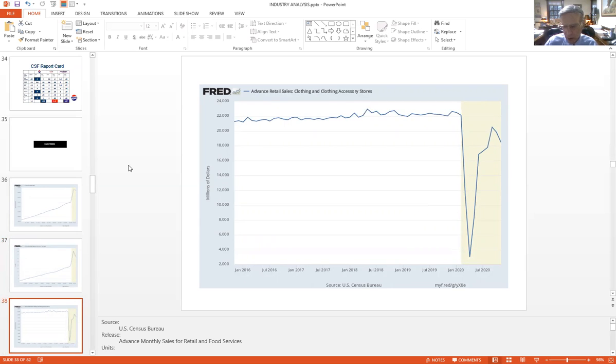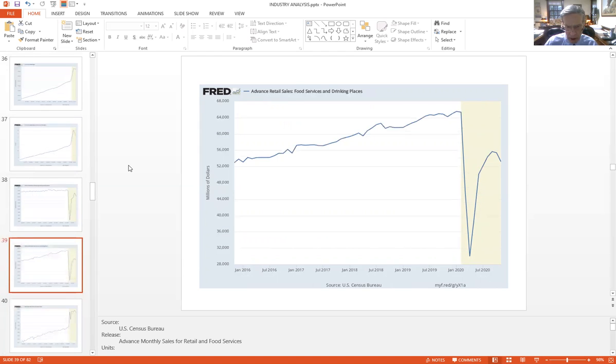This is clothing, remember that one? So that's an industry as well as a market, isn't it? There's a market for clothing, and there's an industry that manufactures clothing. Any way you look at it, they had a rough second quarter of 2020, and having some difficulty recovering. Here we have food service and drinking places, restaurants, and it's been well publicized how tough it's been for that industry.